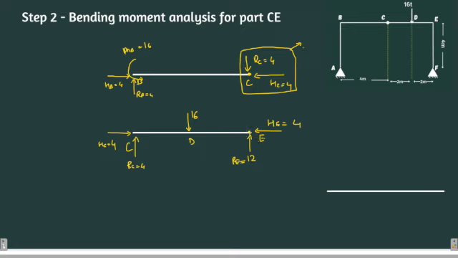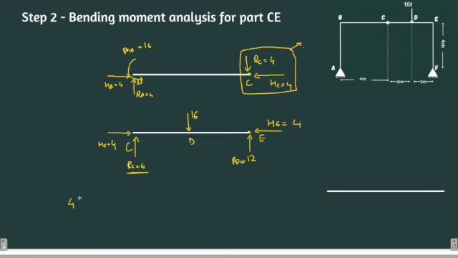Let's calculate the moment at point E. At point C, there is no moment, but the reaction at C is generating a moment at E, and this 16-ton load is also generating a moment at E. So let's calculate those moments first. Let me take the clockwise moment as positive.